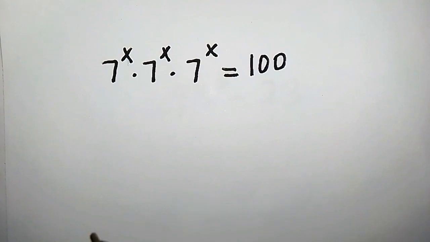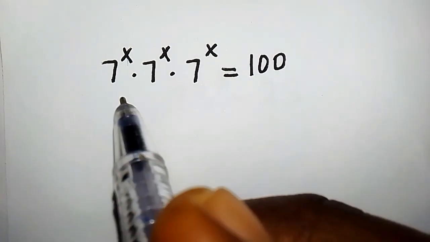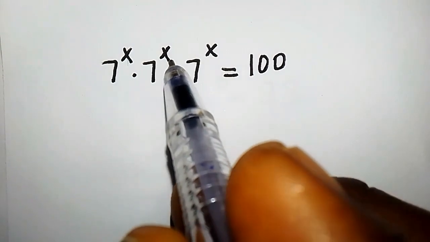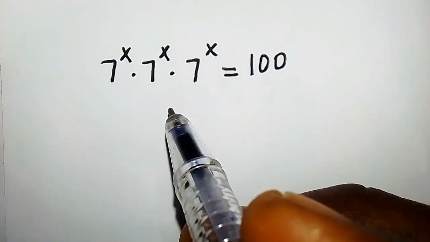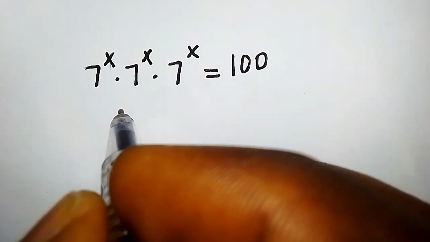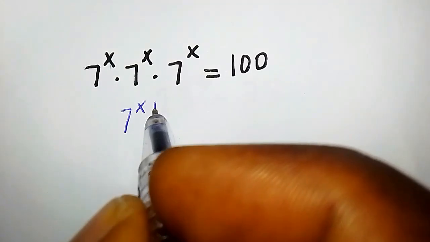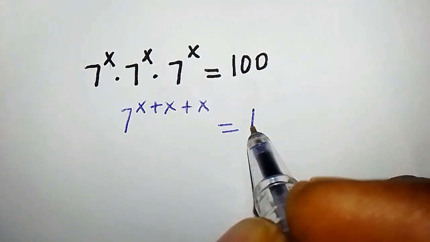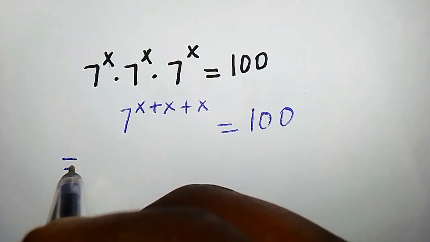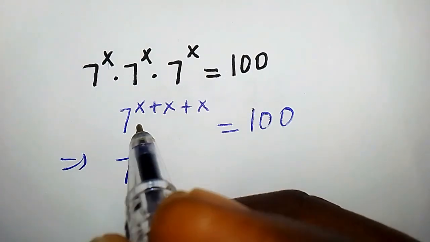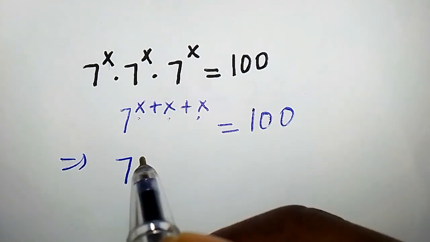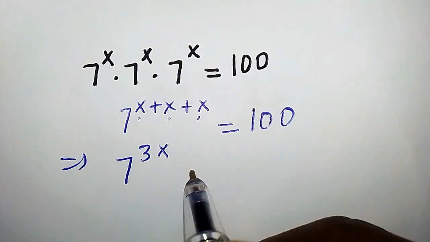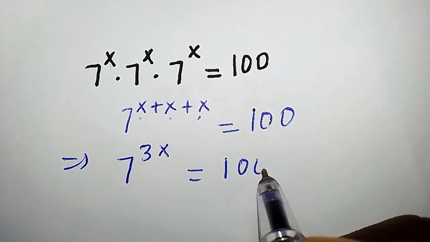Hello, how do we solve this equation? 7 to the power of x times 7 to the power of x times 7 to the power of x could be written as 7 to the power of x plus x plus x, equal to 100. This implies that x plus x plus x, that is 3x, equal to 100.